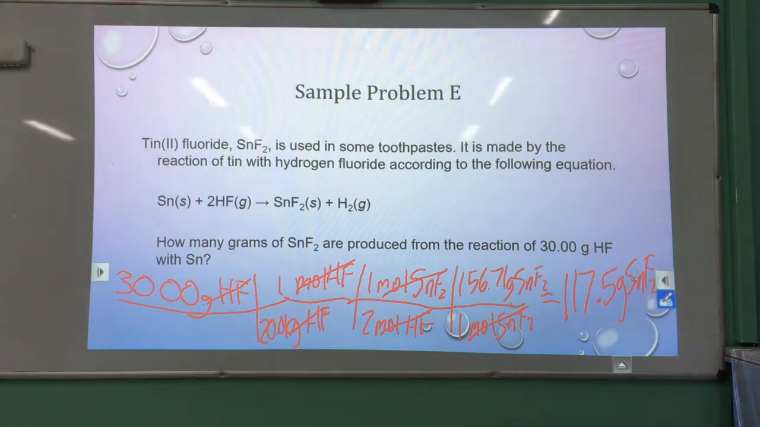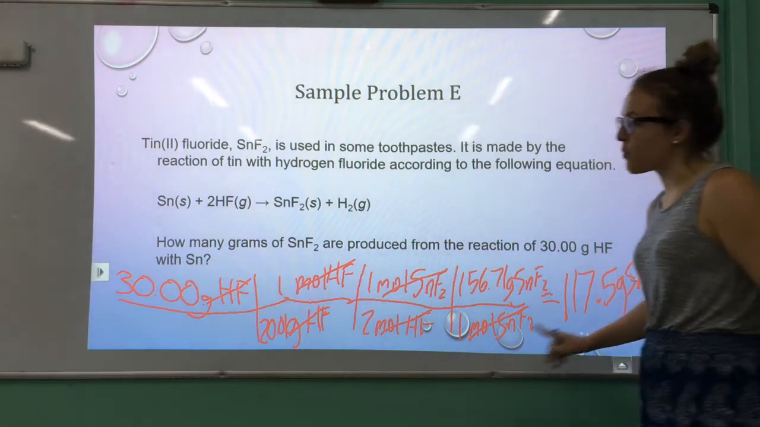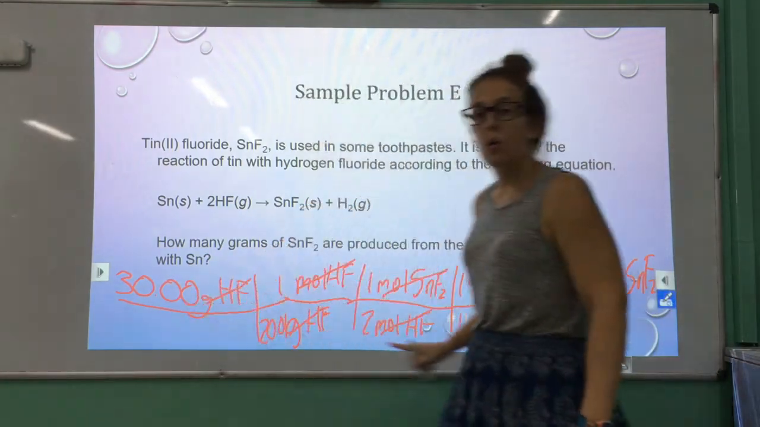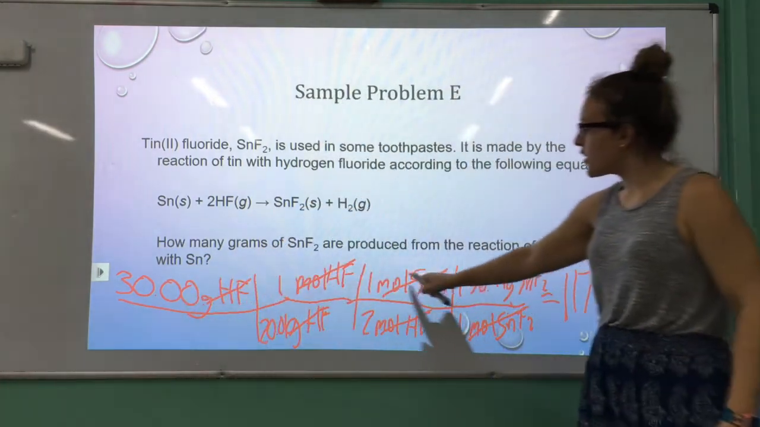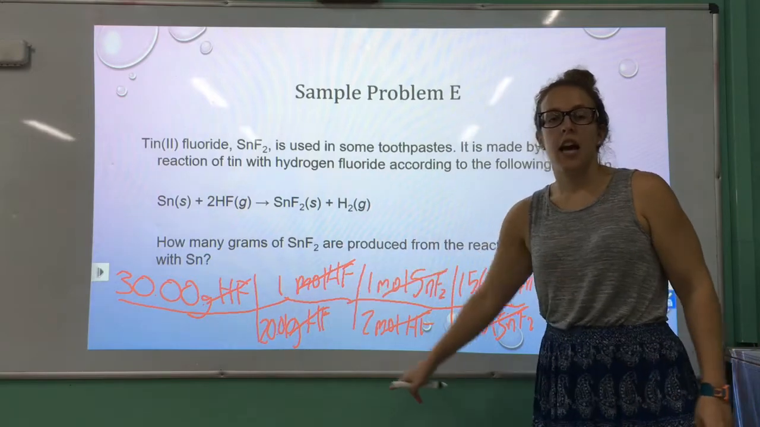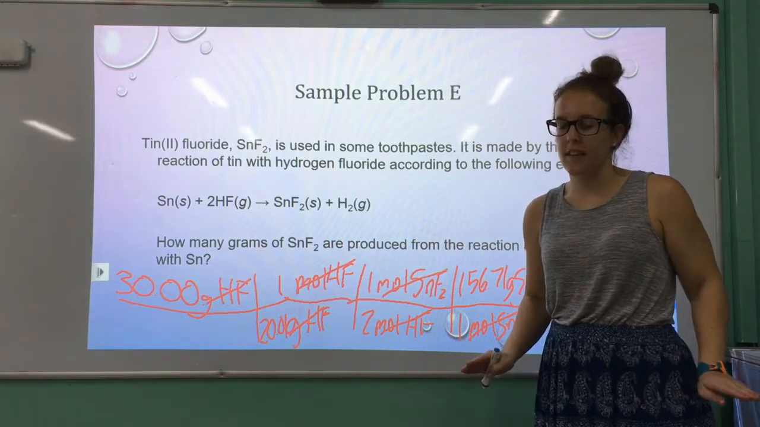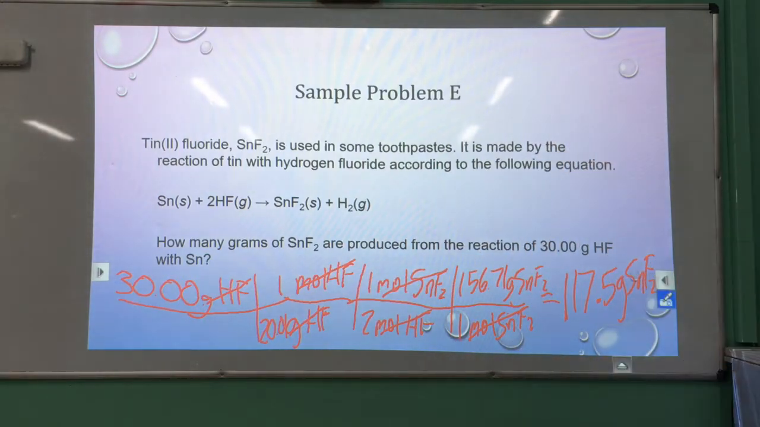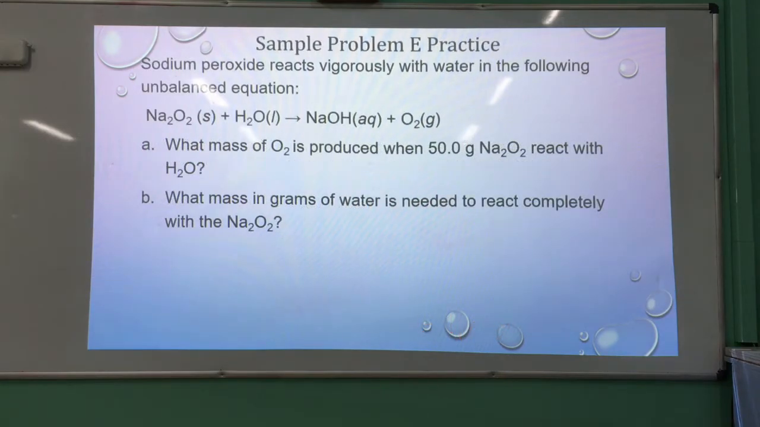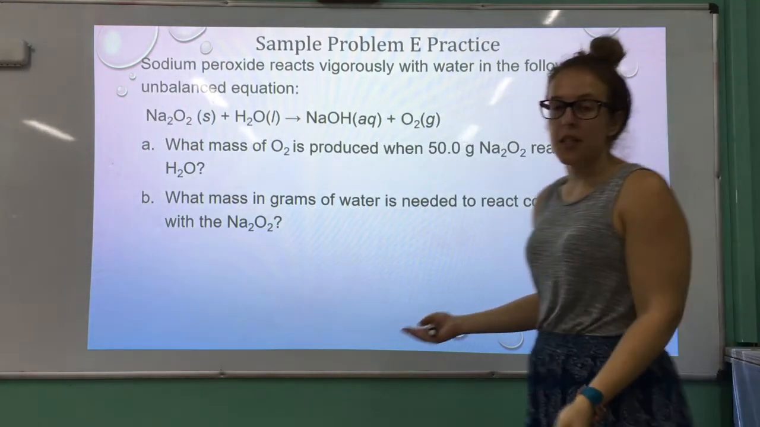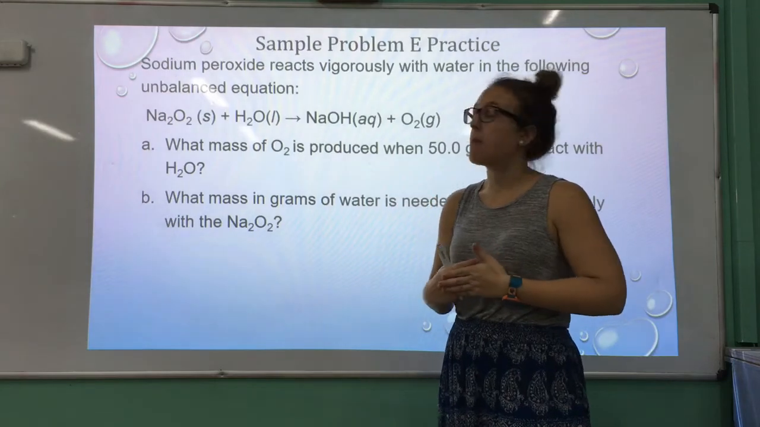Do we see why we have 4 sig figs? Once again, we're starting with 4, we are ending with 4. These are just conversion factors that don't count towards the sig figs. Now we are going to look at a practice problem that goes along with sample problem E.